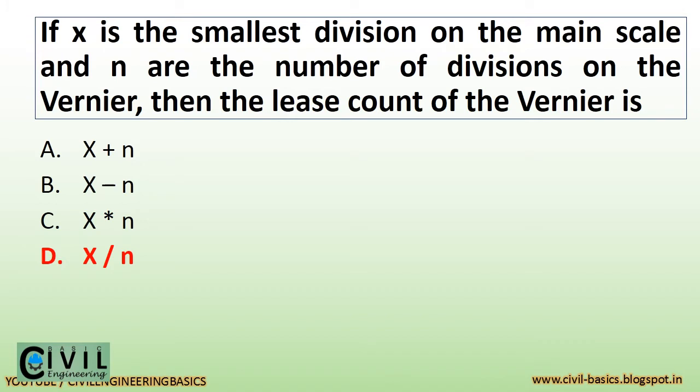If x is the smallest division on the main scale and n are the number of divisions on the vernier, then the least count of the vernier is given by smallest division on main scale divided by number of divisions on vernier.